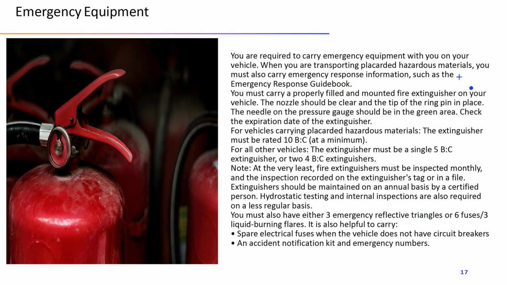The nozzle should be clear and the tip of the ring pin in place. The needle on the pressure gauge should be in the green area. Check the expiration date of the extinguisher. For vehicles carrying placarded hazardous materials, the extinguisher must be rated 10 BC at a minimum. For all other vehicles, the extinguisher must be a single 5 BC extinguisher or two 4 BC extinguishers.